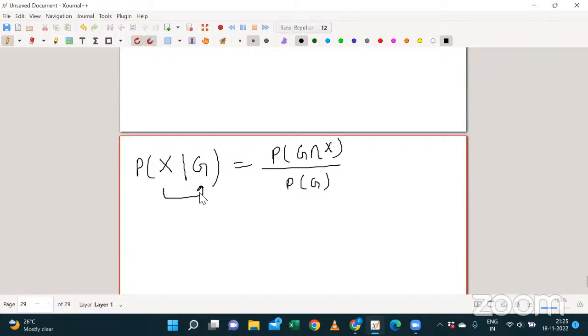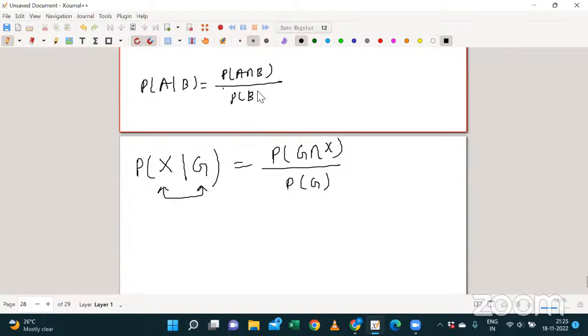What is the conditional probability formula? Don't memorize what to put in the denominator or the numerator. What is the formula for probability of A given B? Probability of A intersection B divided by probability of B. So instead of A, we have X, and instead of B, we have G. So G automatically will go in the denominator. That's all.